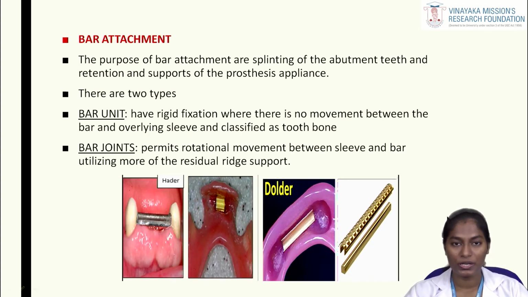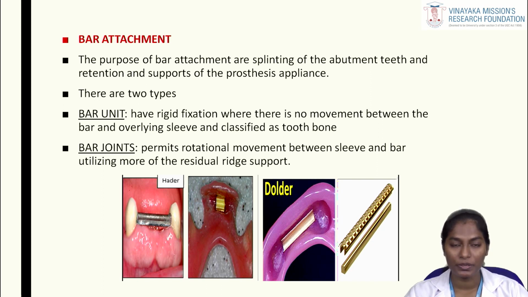Next commonly used type of attachments are the bar attachments. These bar attachments are most commonly used for splinting of the abutment teeth. It could be either bar unit or bar joints. The bar unit is a rigid fixation.